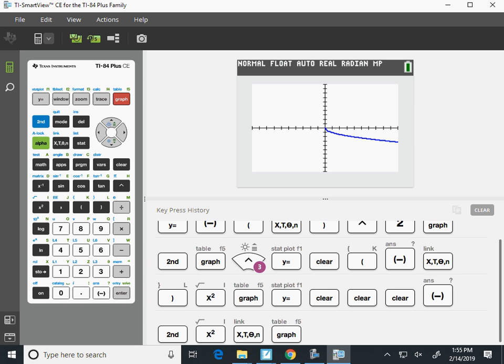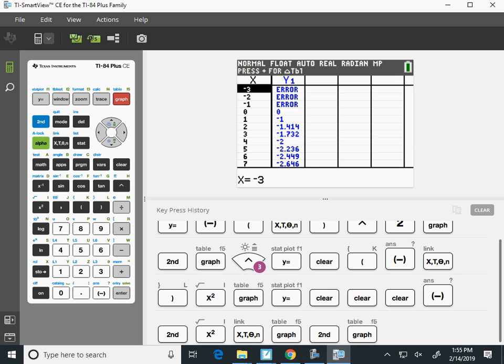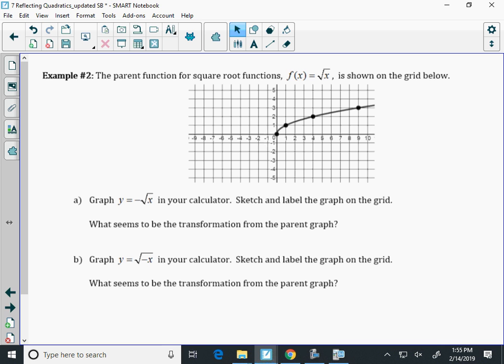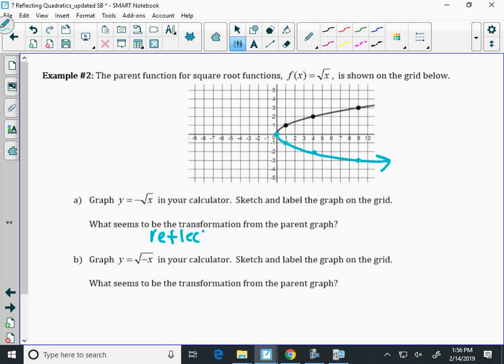And again, you can use your table. You hit second graph. Use your table and plot those whole number points. And when you do that, it ends up looking like this: 0, 0, 1, -1, 4, -2, 9, -3. So that blue graph is our flipped graph, okay? And as we said, it reflected over the x-axis.